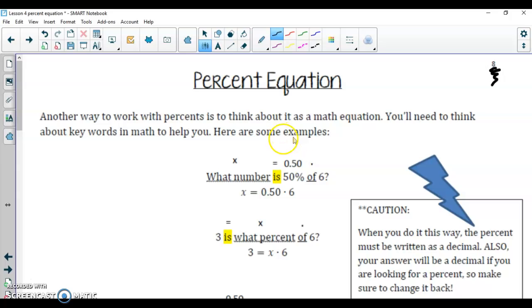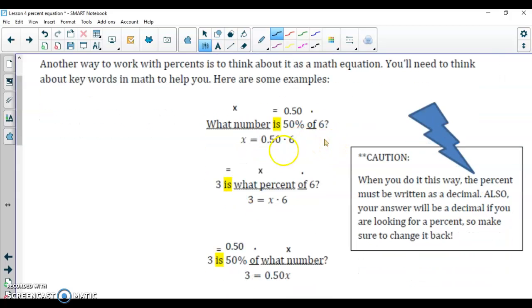So another way to work with our percents is to think about it as a math equation. You'll need to think about keywords to help you. So here's a couple examples. These are similar to what we saw yesterday. What number is 50% of 6?